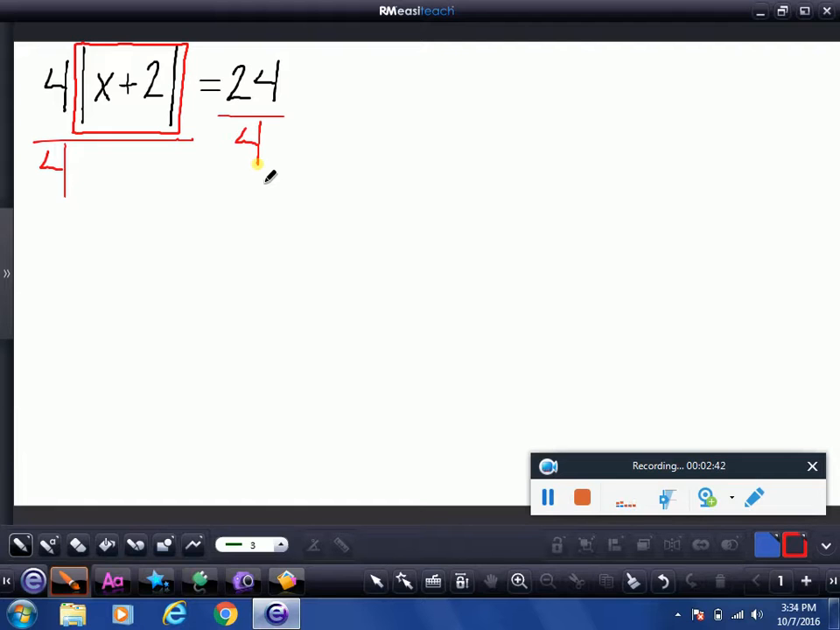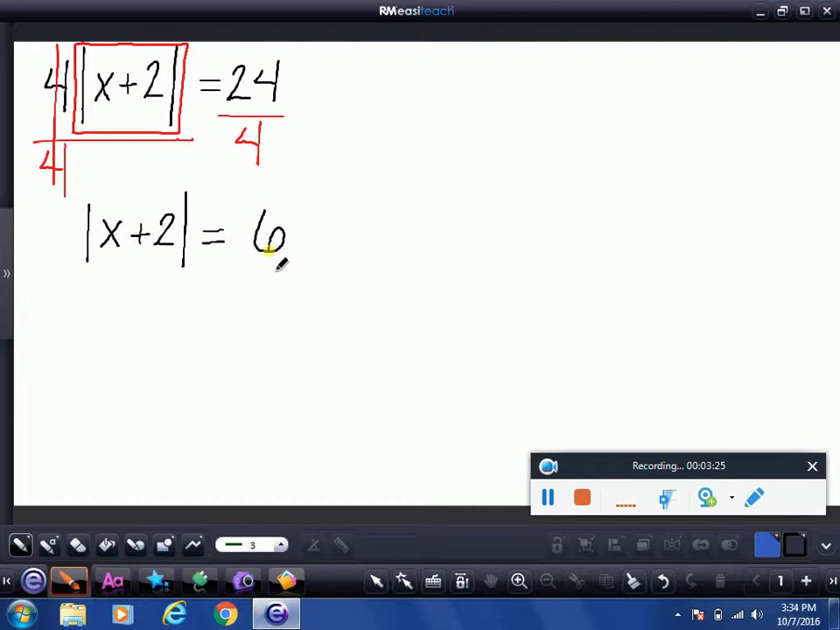So by dividing by 4, on the left side, the 4's will cancel out. 4 divided by 4 equals 1. And we know that 1 multiplied to any number will just be that number. So it's not really necessary to write the 1. I just cross it out. On the other side, we have the 24 divided by 4. So we're going to have absolute value of x plus 2 left over here on the left and equals 6.